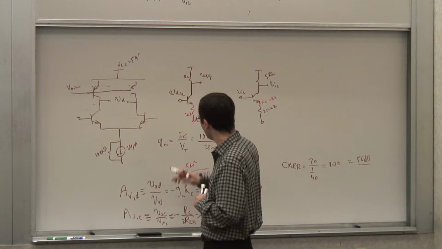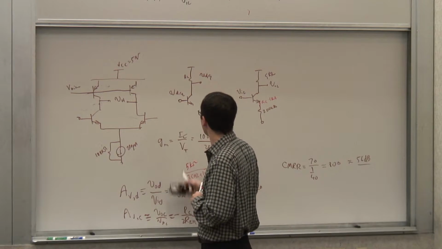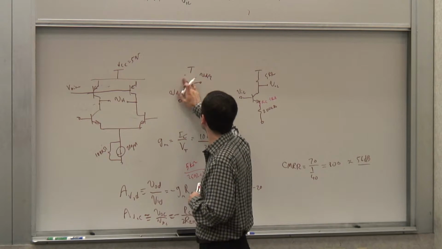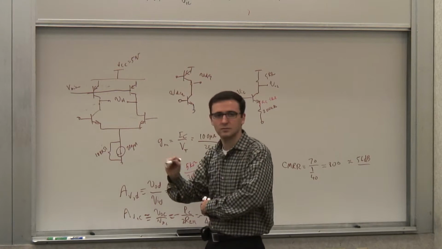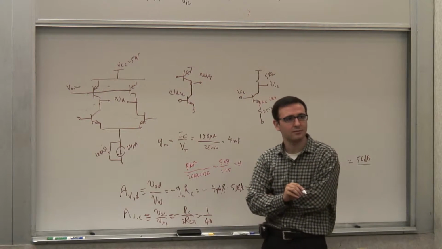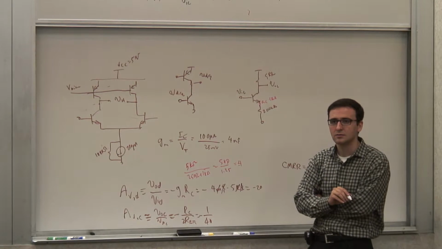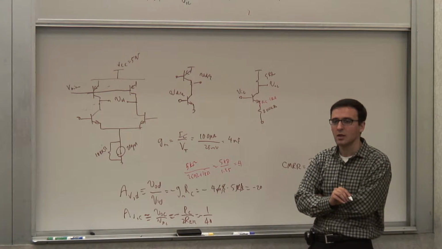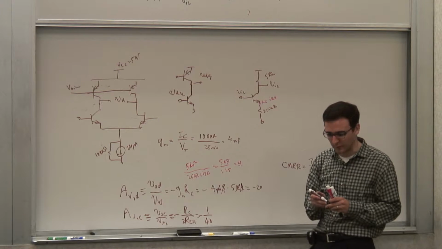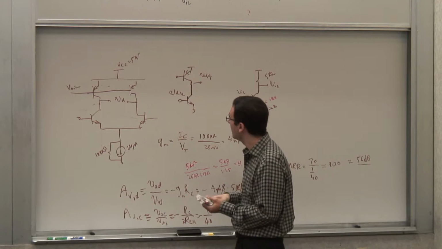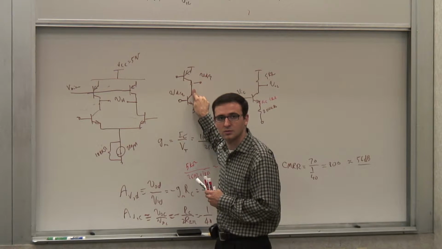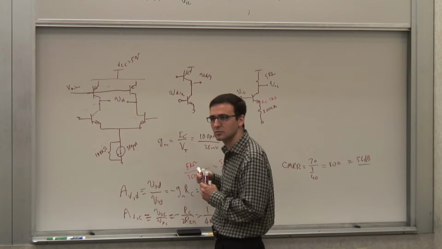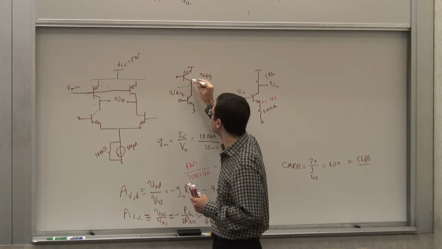So if I look at my equivalent half circuit for this, it looks like this. The equivalent half circuit looks like this for each half. Agree? And what is the gain of this thing? What is the differential gain? Well, it's the gm of this guy driving the impedance of this node. What is the total impedance on this node? Looking up, what do you see?